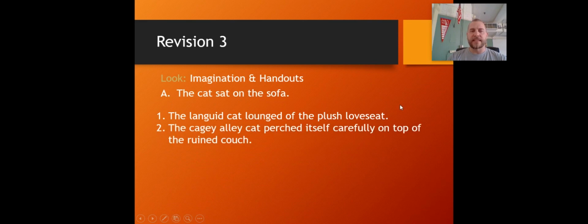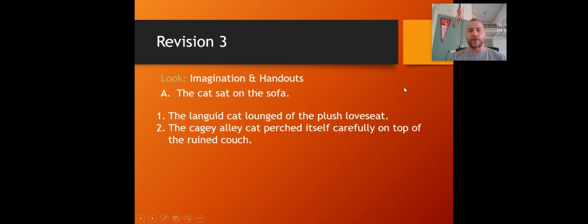My other sentence, I said, the cagey alley cat perched itself carefully on top of the ruined couch. So this is a completely different vision of this. This is like an abandoned couch out in an alley that some beat up alley cat is sitting on top of. A completely different vision than the first sentence, but they are both correctly described by the cat sat on the sofa. And this is the problem with vague language.